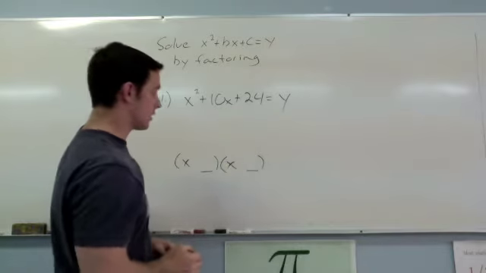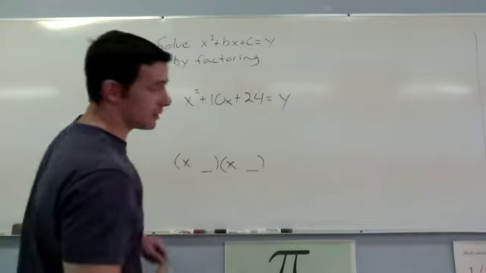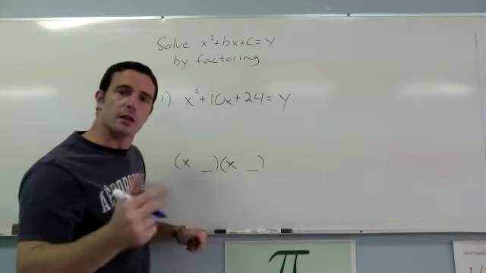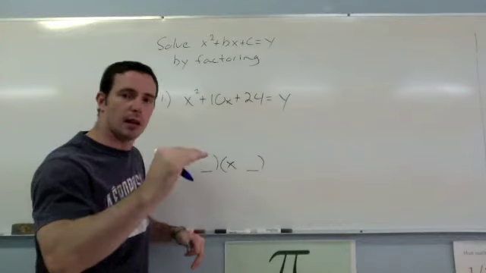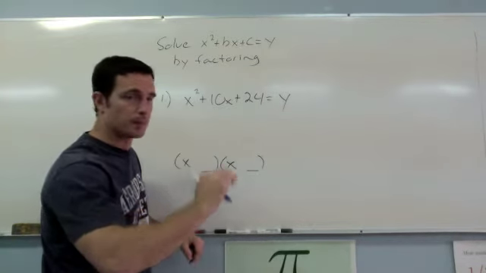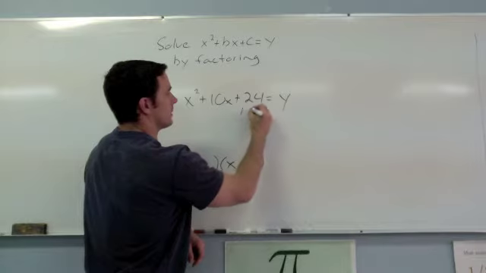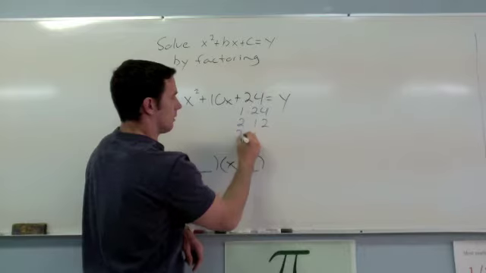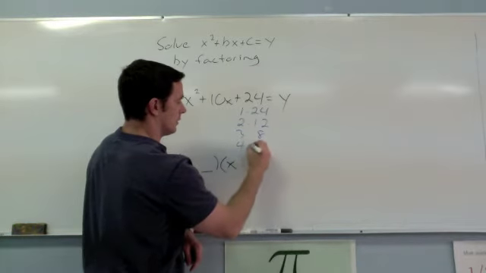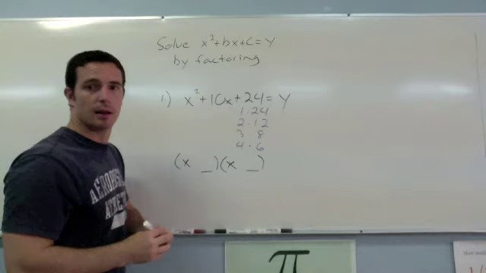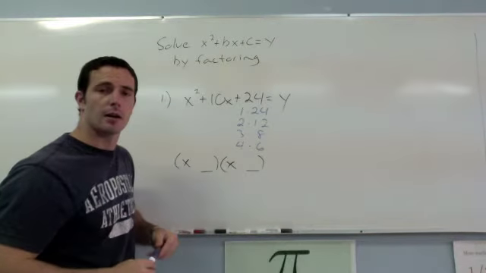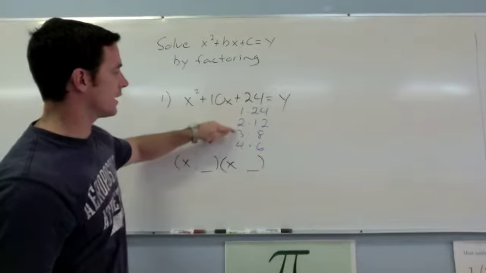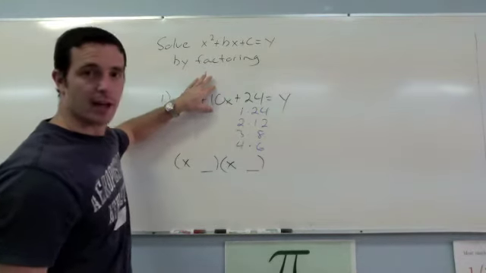Alright? So an easy way to do this is to start with this last number here. First, think of all the different ways that you can multiply to make 24. I could do 1 times 24. I could do 2 times 12. 3 times 8. 4 times 6. That's all of them. From here, I want to decide which one of these groups can give me a 10 when I add the numbers together.